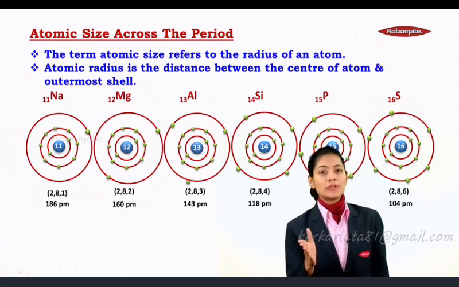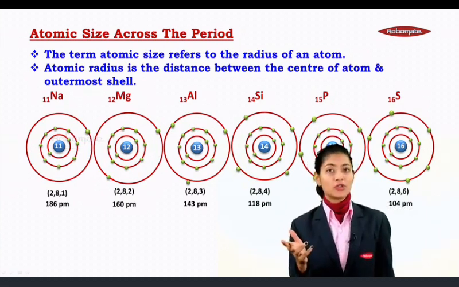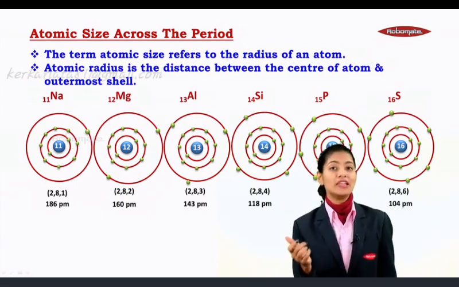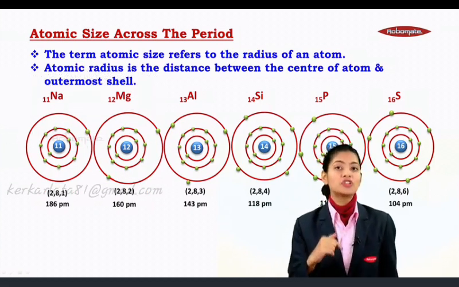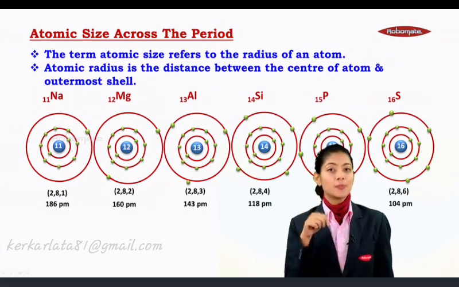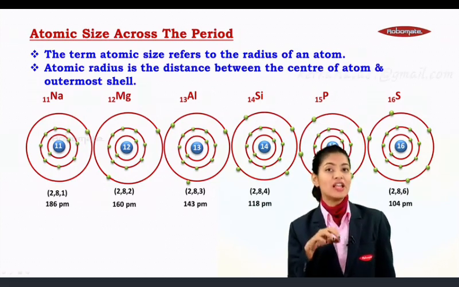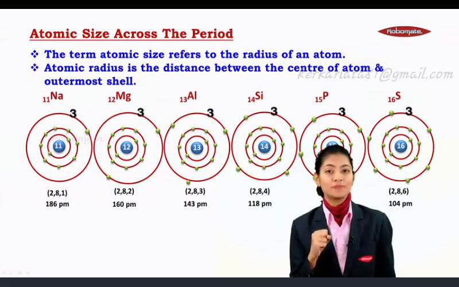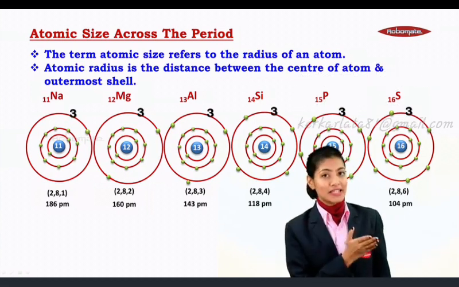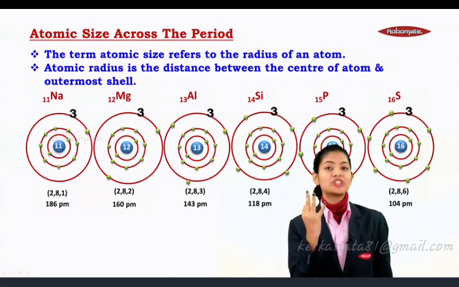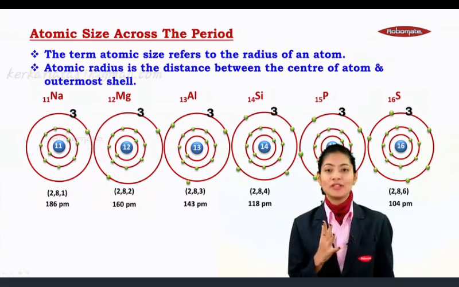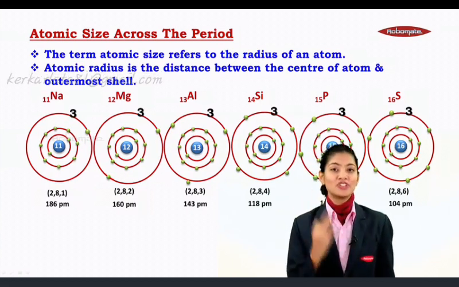Now, sodium has atomic number 11, so it will consist of 11 protons and 11 electrons. The protons are present in the nucleus and the electrons are present in the shells. The protons, being positively charged, will have a pull over the electrons. Now, since these elements belong to period number 3, they will have 3 shells, as you can see in all these elements. All of these elements have 3 shells.